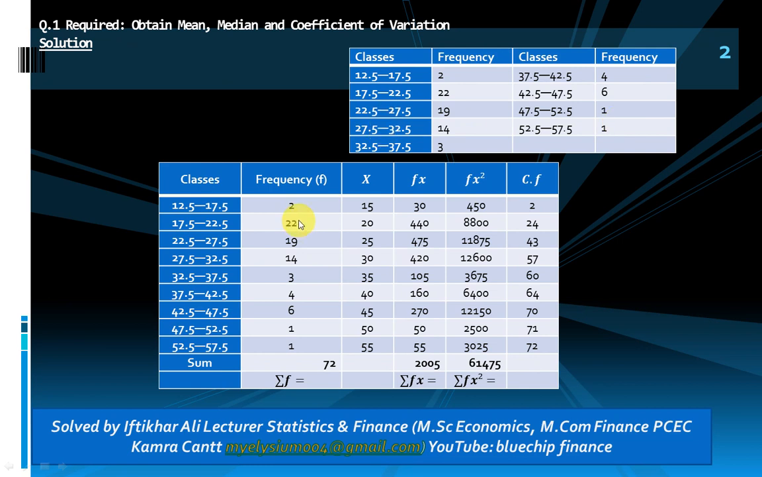As you are seeing, the upper limit of the first class and the lower limit of the second class are both equal, so there is no need to take the class boundaries.